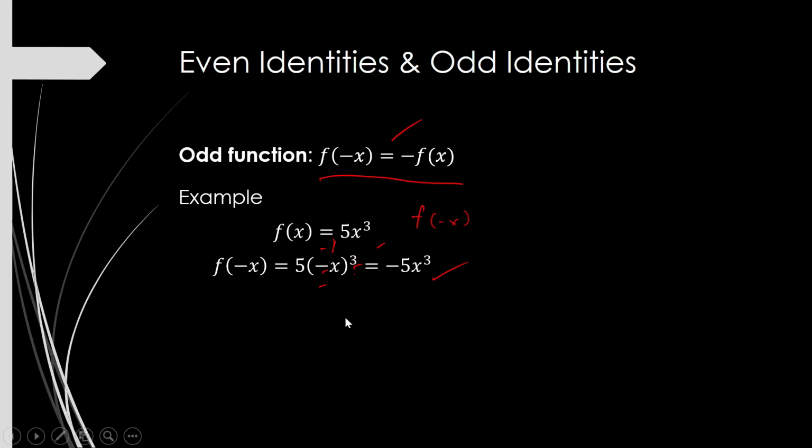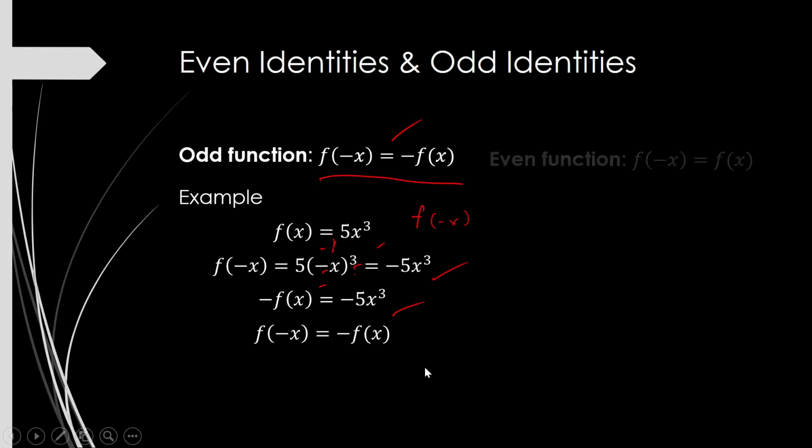But what is negative of f of x? Negative of f of x is just negative 5 times x cubed. And so they are equal. They are the same. F of negative x is equal to negative f of x, and so this function is an odd function. That is how you verify if a function is an odd function.